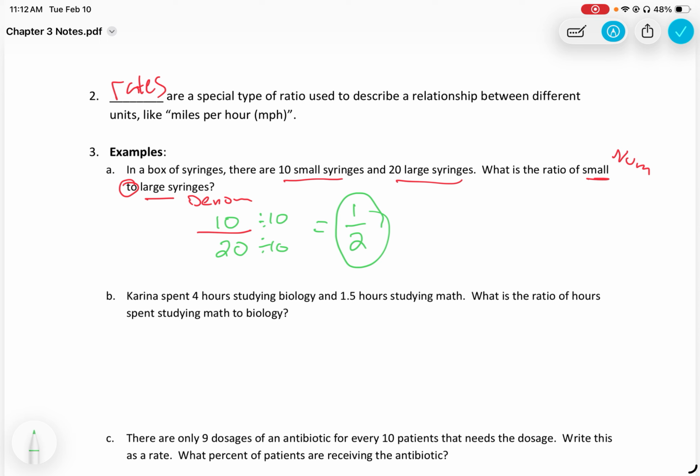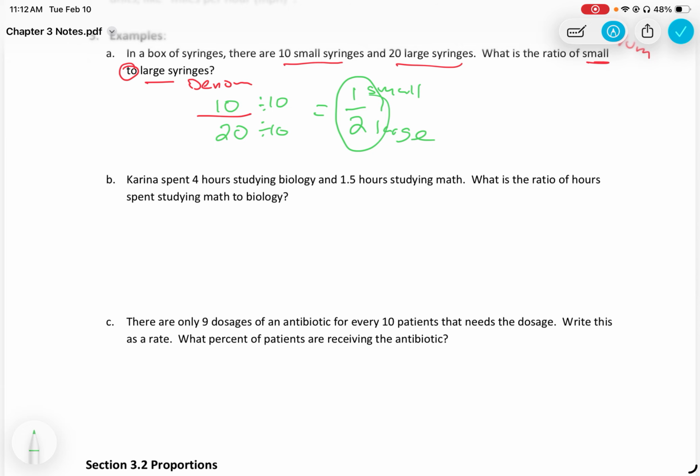And what this means is that if this is 1 small on top and 2 large on the bottom, for every 1 small syringe we have 2 large syringes. It's a comparison of the quantities. So if we had 10 over 20, that reduces to we have 1 small for every 2 large we have. We know the comparison.